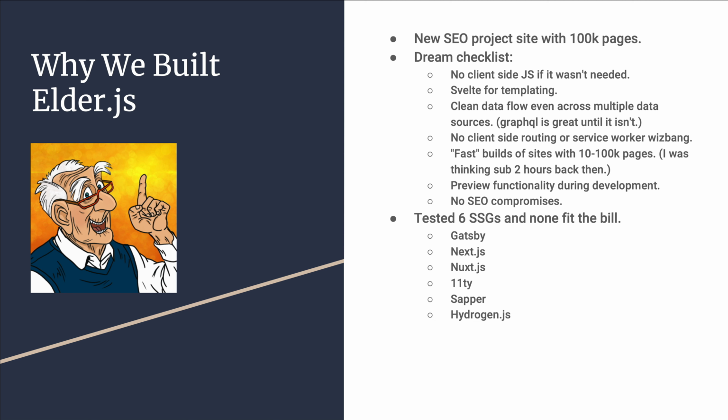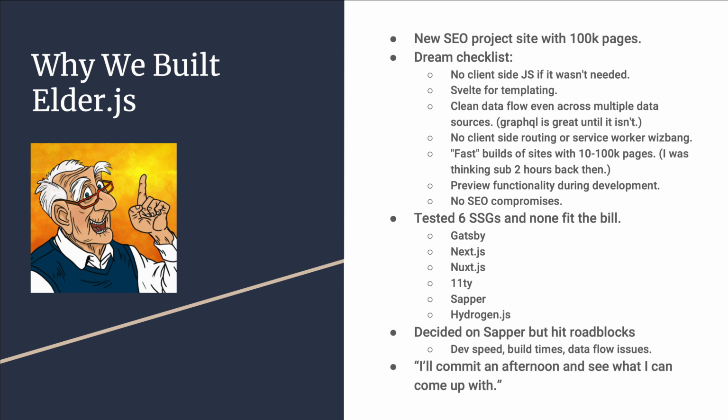In my journey to build this Elder.guide.com, I tested 6 different static site generators and built basically a single template in each of them. And in the end, I decided on Sapper. But I hit some roadblocks surrounding development speed, especially when you have a lot of components. It needs to rebundle them all for both the server and the client, and that slows things down. Also had issues with build times and data flow issues.